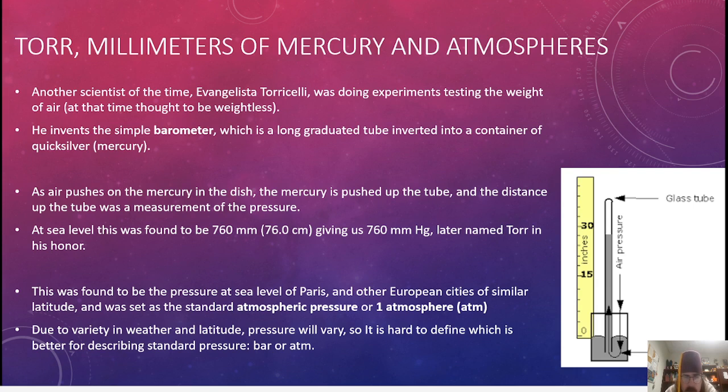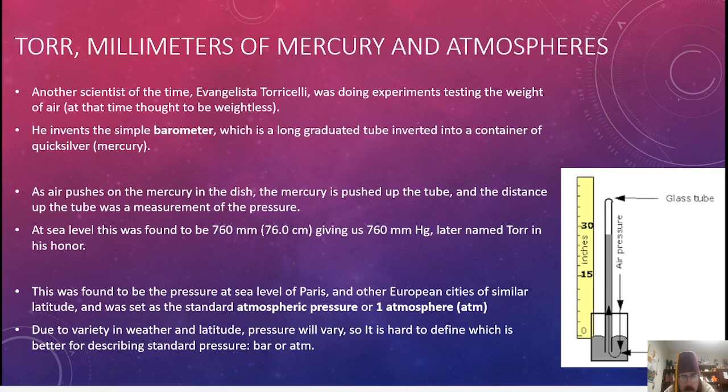And this was measured. He measured this at sea level and found this, in Paris, to be 760 millimeters, or essentially 76.0 centimeters, thus giving us the unit 760 millimeters of mercury. Millimeters of mercury is a literal measurement of the mercury height. However, Torricelli was honored by giving the millimeter of mercury the name torr.